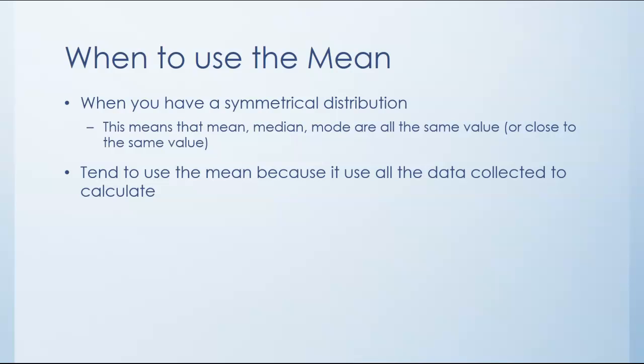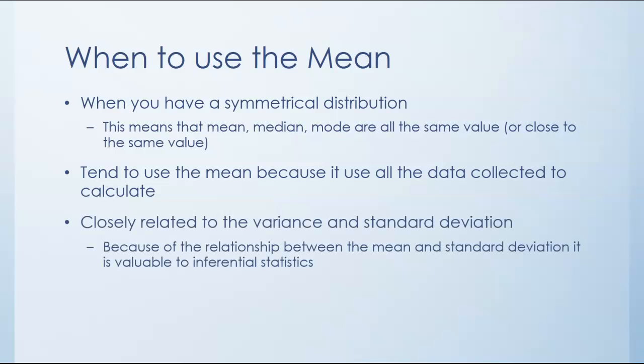We tend to use mean because it uses all of the data collected to calculate it, and additionally it is closely related to variance and standard deviation, which we will be learning about in the next chapter. So it comes in valuable when we want to talk about inferential statistics. So remember, descriptive statistics, which is what we're doing right now, just tells us about the data that we're looking at. Inferential statistics is what we do to predict back into our population.